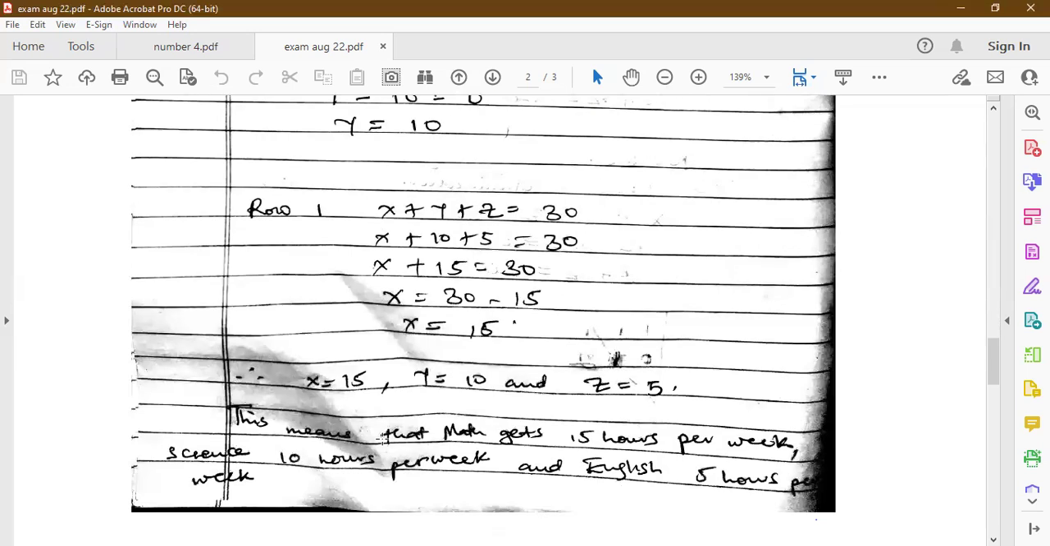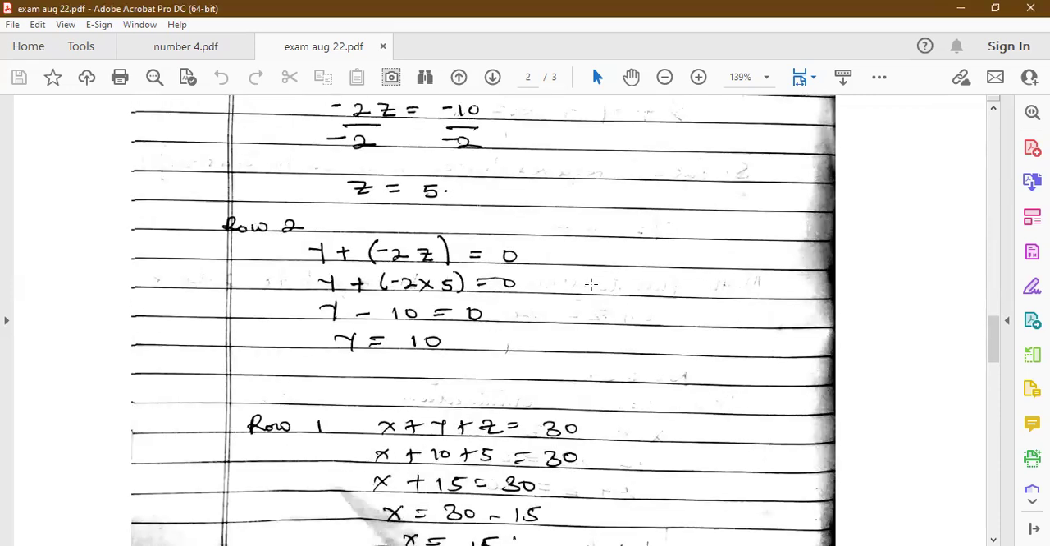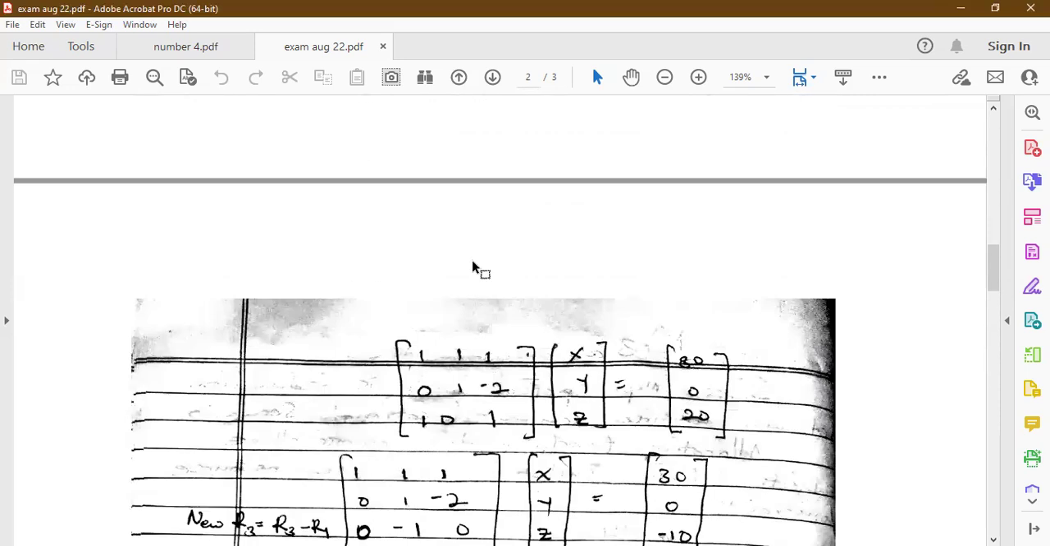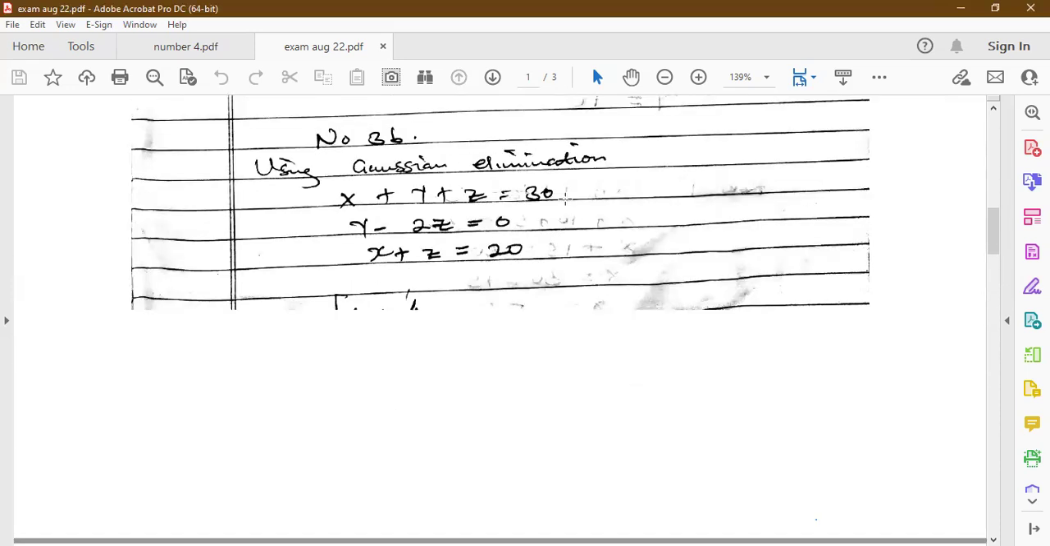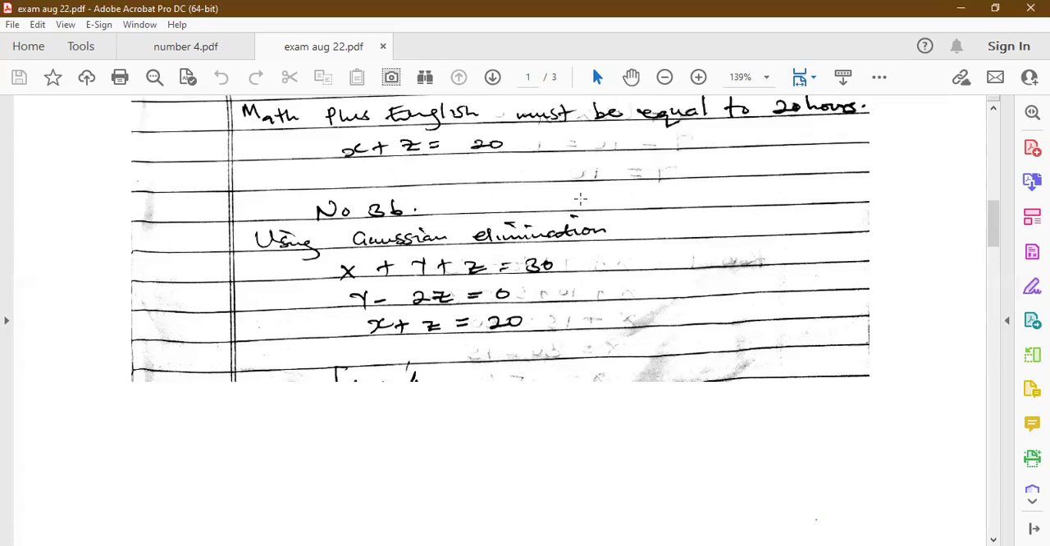So we have obtained the values of X, Y, and Z. The value of X is 15, the value of Y is 10, and the value of Z is 5. When you sum them, you get 30. This basically means that our equation 1 holds, which means that the values we have obtained are true and accurate.